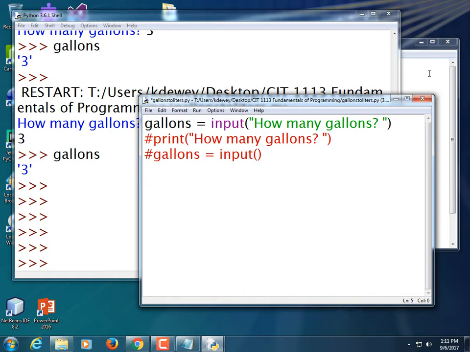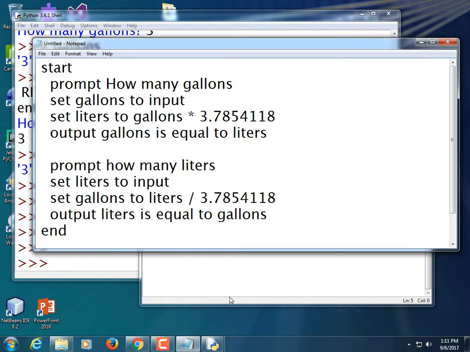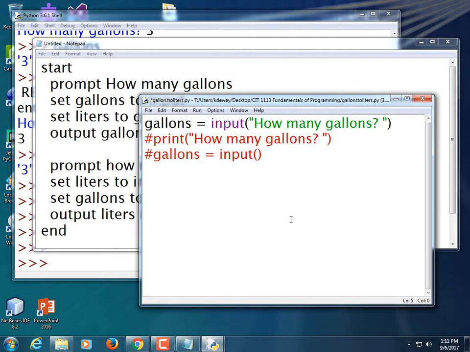What was our next part of our pseudocode? So we basically prompted for it. Now we need to set. We set gallons already. Now we need to set liters to gallons. Okay, let's do liters to gallons. I'm going to copy that number because I know we're going to need it. So now we need to set equals to times that. Is that correct?